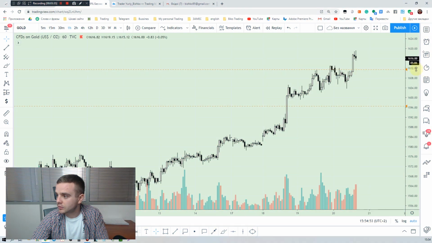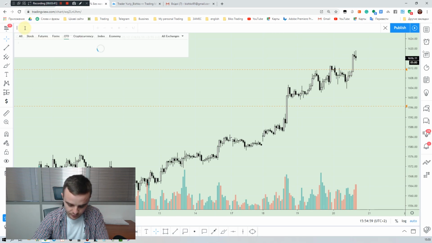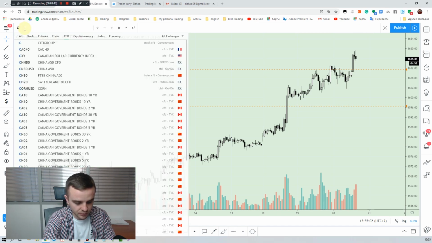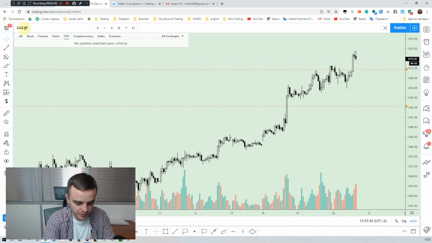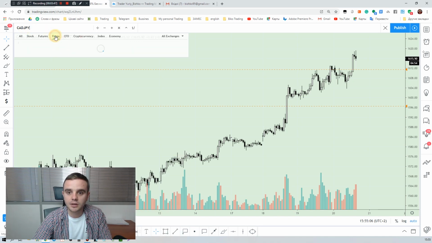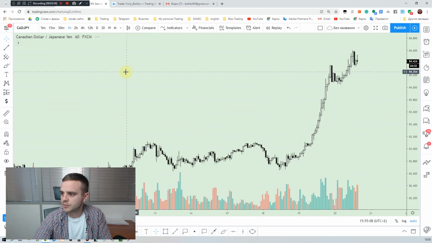Like I told you, I would like to open a buy if price does a pullback into this area, and also if the price does a pullback into that area. Another instrument which I would like to trade soon is the Canadian Japanese yen.